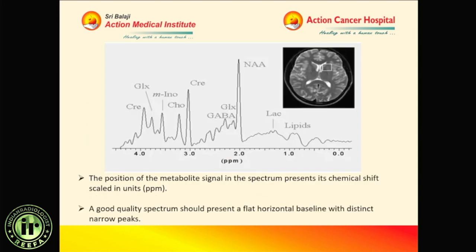Now this is the normal graph that we acquire. Now this one is the NAA peak. Always remember, it is present on the right side of the graph, and it is the towering peak. NAA is the highest peak. The creatine peak will always be constant, which is present at 3 ppm, and the choline peak will be present at 3.2 ppm. Now the MI peak will be at around 3.5, and we have lipid and lactate, lipid at 0.9 ppm, lactate at 1.3 ppm. A good quality spectrum should present a flat horizontal baseline with distinct narrow peaks.